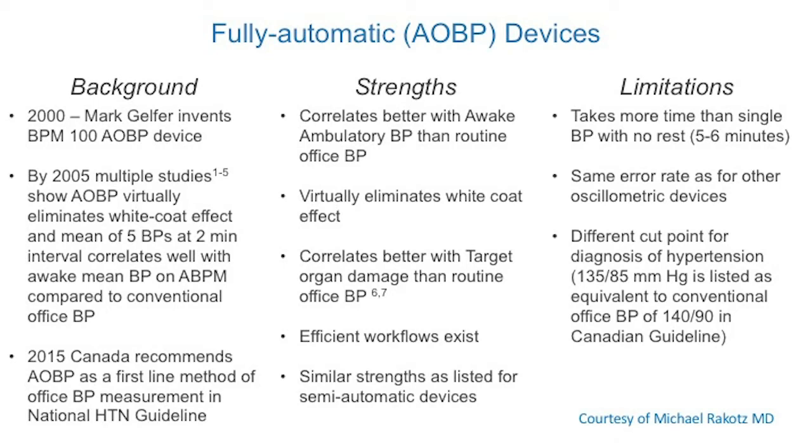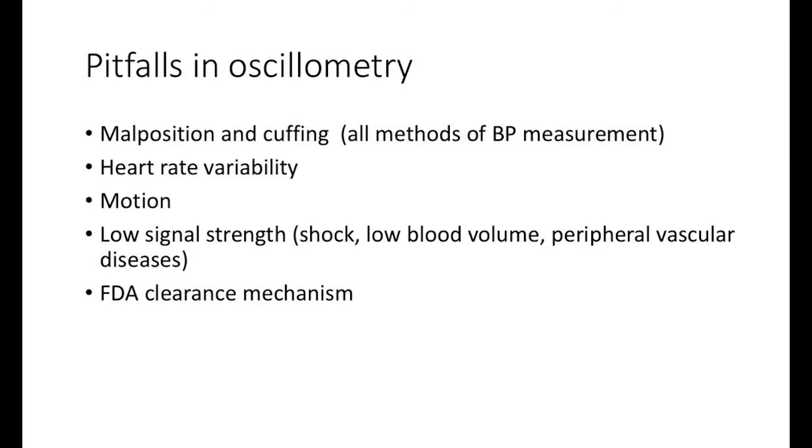You need to cuff properly. So bigger people need bigger cuffs because all the predicate for detecting that mean arterial pressure is based on the same science that was behind mercury or aneroid methods of measuring blood pressure. The pitfalls with oscillometry are the same. The whole issue with respect to malposition of the arm and miscuffing, the little cuff on a big arm and that kind of thing.